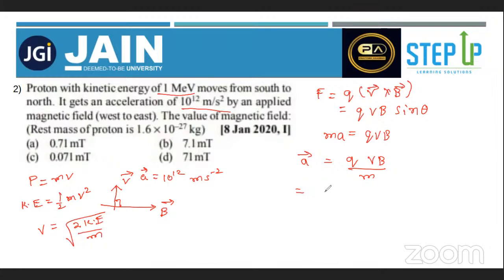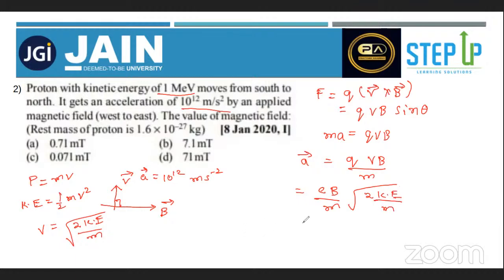So it can be written as, in place of Q, the charge of the electron, I can write E. So E B by M, root over 2 kinetic energy. In place of kinetic energy, we'll just substitute our value, which is 2 kinetic energy by M.